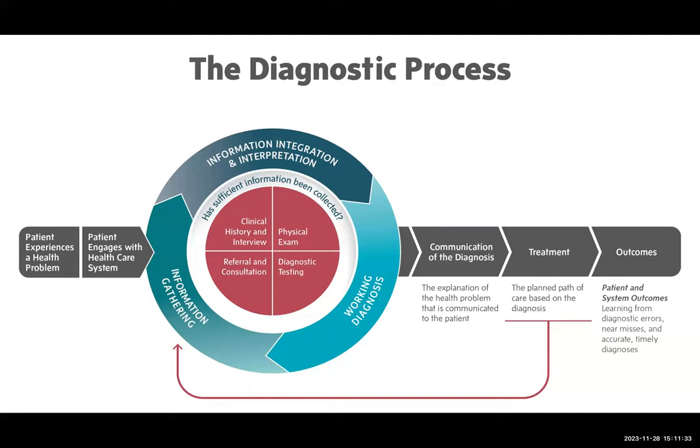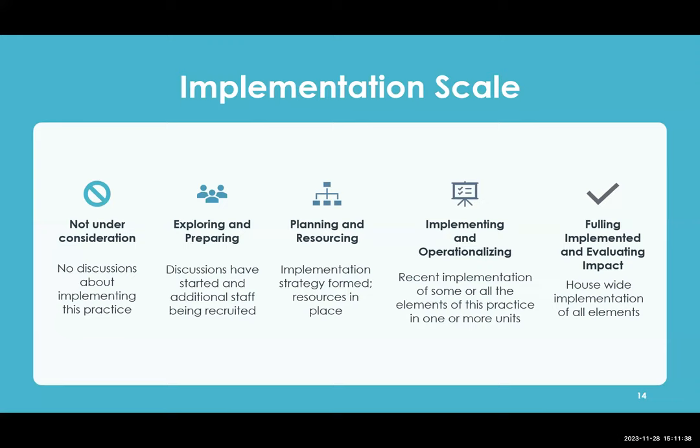Next slide. So for those who aren't familiar with the survey or didn't hear about it on another call, this is the 5-point implementation scale that we were provided that we had to answer those questions for. So the response anchors are, it's not under consideration, we're not going to discuss it, we have no intention of implementing the practice, to fully implemented and evaluating the impact. And that is a house-wide implementation scale. So in between those two response anchors, there are three categories.